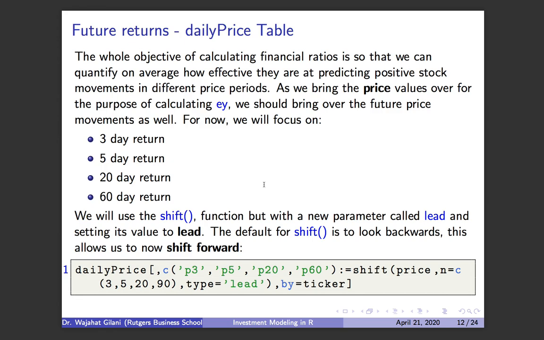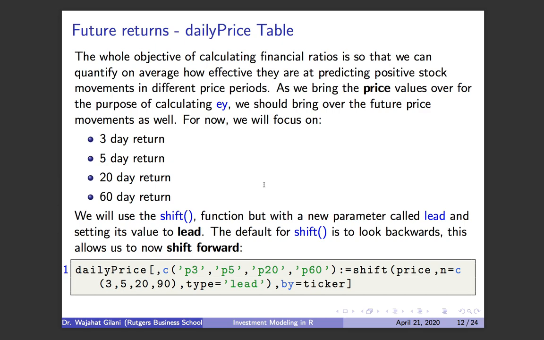For our purposes, I'm just going to use some generic ranges that researchers tend to look at: a 3-day return, a 5-day return, a 20-day return, and a 60-day return. To do this, we're going to use a shift function, just like before, but with a new parameter called type, and the value we're going to set it to is called lead.